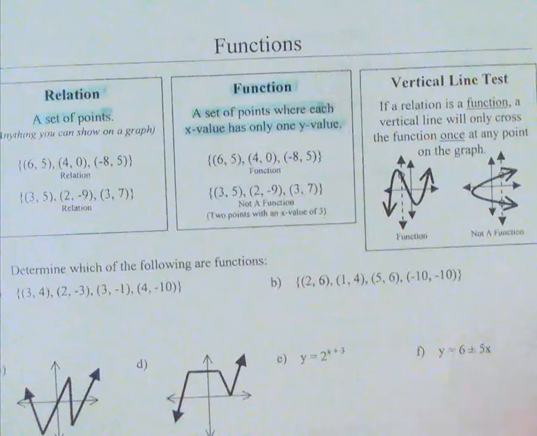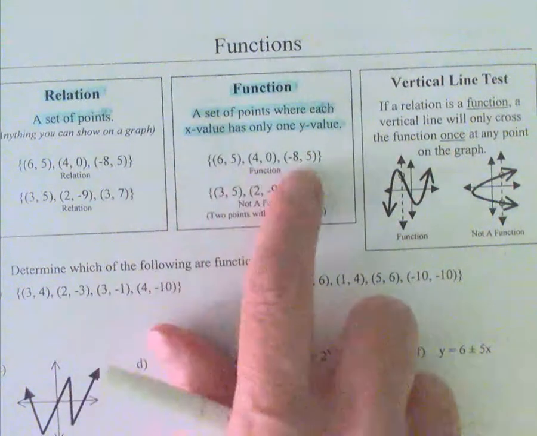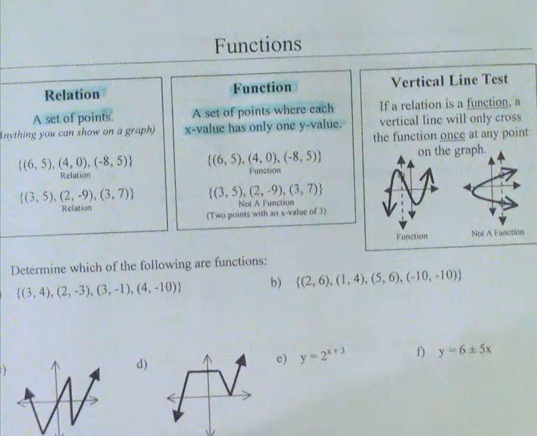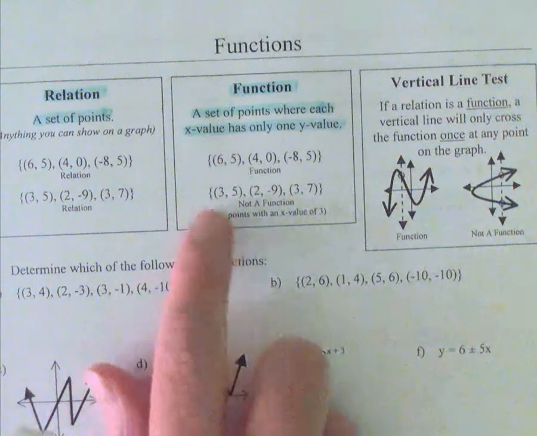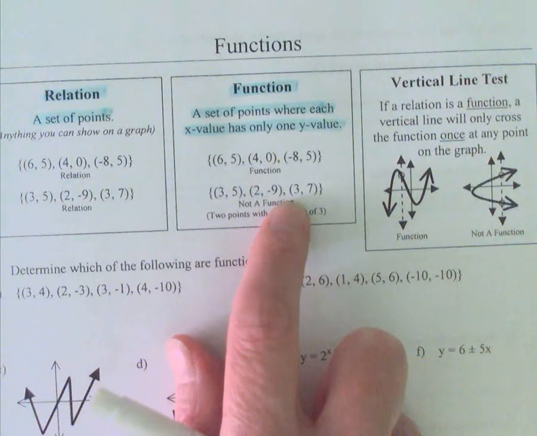So it means that the x values cannot repeat. So if you look here, no x value repeats. We don't worry about y, only x. If we look here, this x value and this x value repeats.